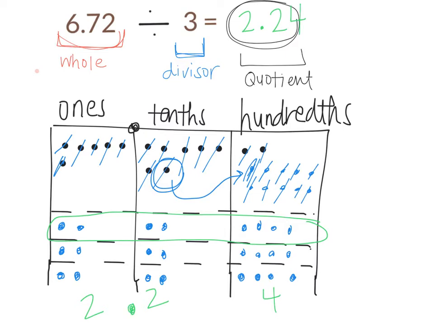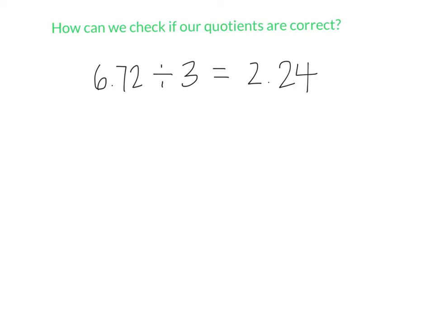Does that make sense? Yes. Very good. If we know that 6.72 was the whole, and 3 was the divisor, divided into 3 groups, it is going to equal the quotient of 2.24. How can we check to make sure that our quotients are correct? Talk at your table group.